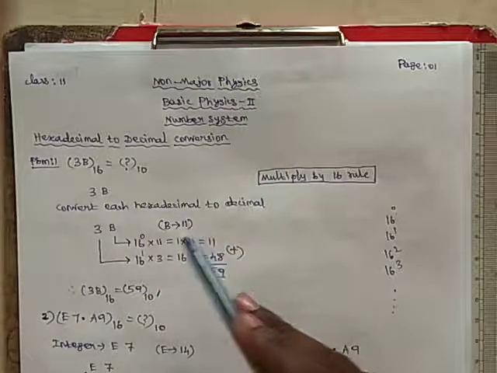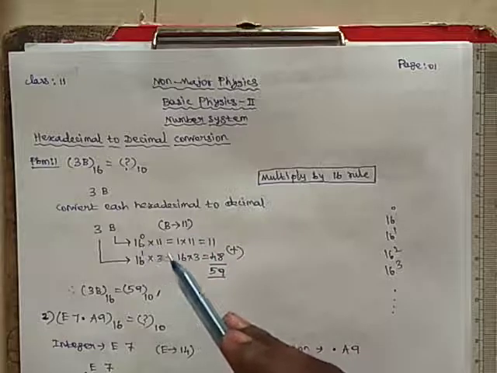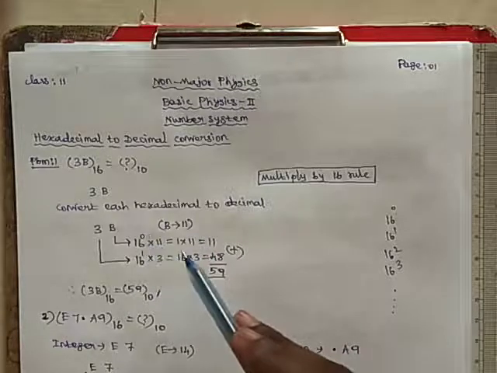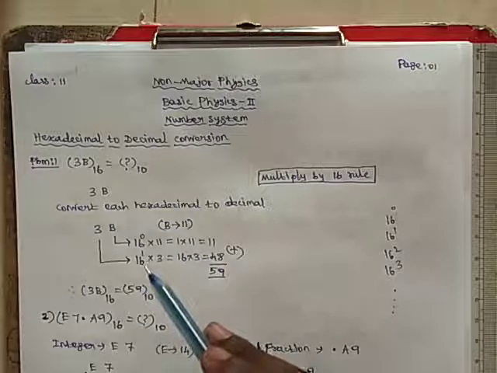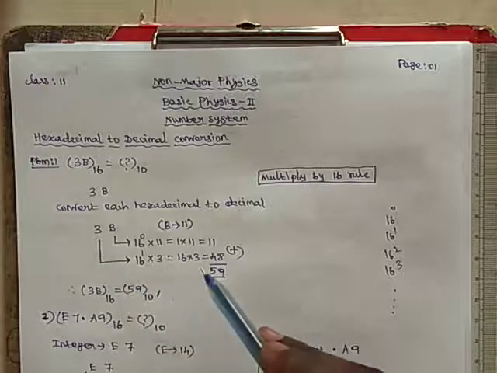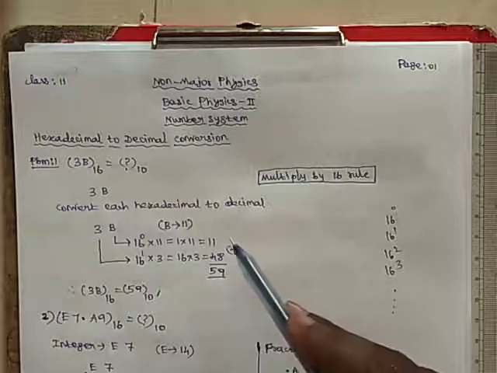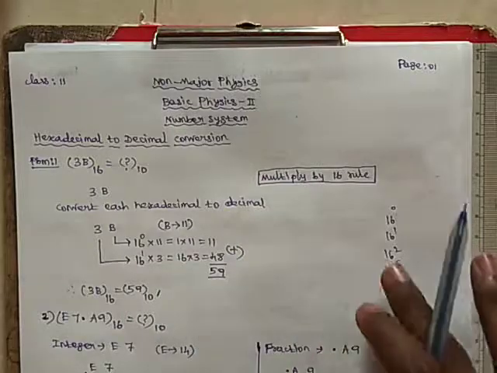B means 11, so 16 power 0 into 11: anything power 0 is 1, so 1 into 11 is 11. Here 16 power 1 into 3, so 16 into 3 is 48. Then you have to add, so 59. So this is the answer.